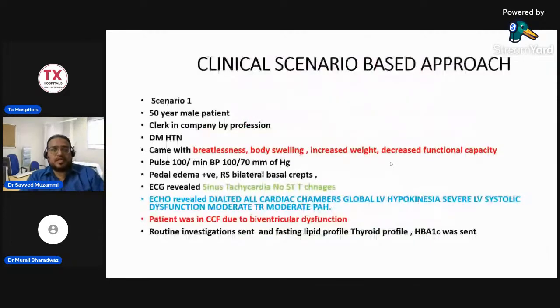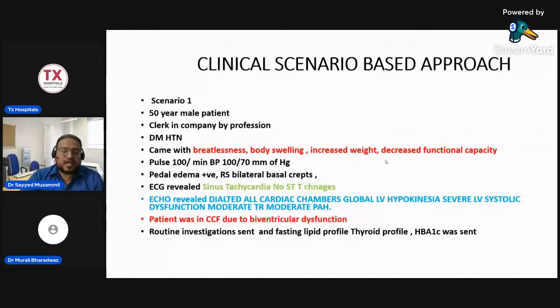He was a 50-year-old male patient. He was a clerk in a company by profession, and I received a call from the hospital at 12 o'clock in the night that this patient had arrived in the ER. He was diabetic, hypertensive, and he is having breathlessness. He is having body swelling, and he is complaining that he has gained weight over 6 months and has very decreased functional capacity. So I went to the ER.